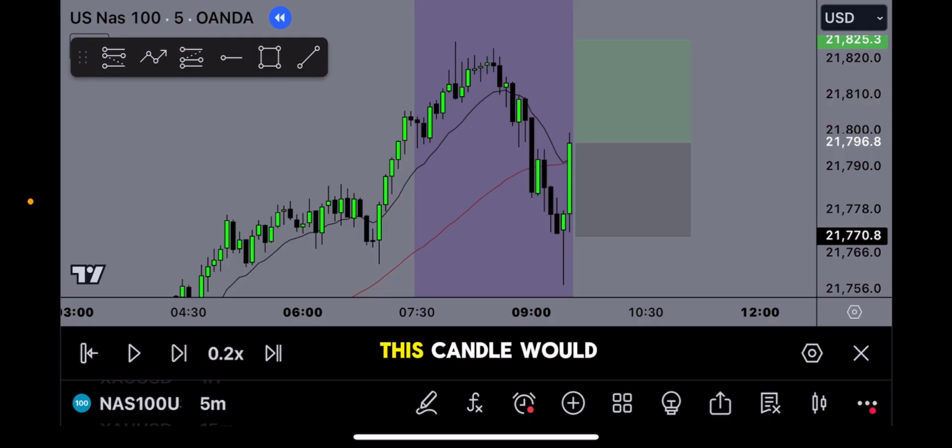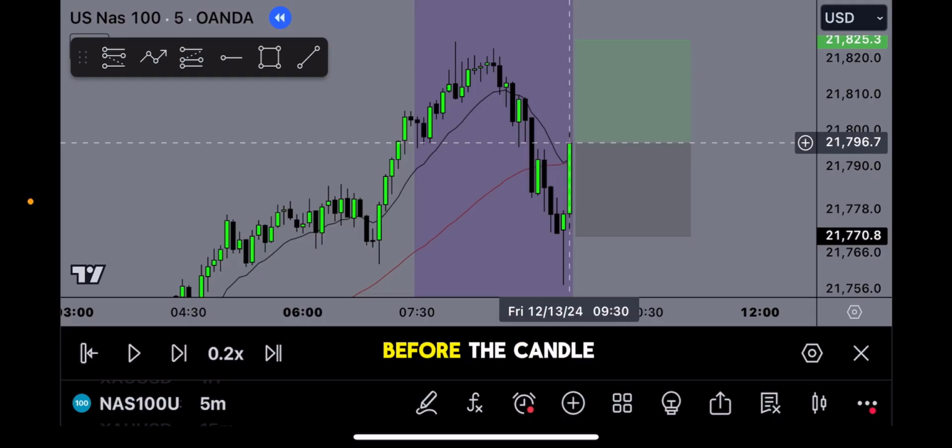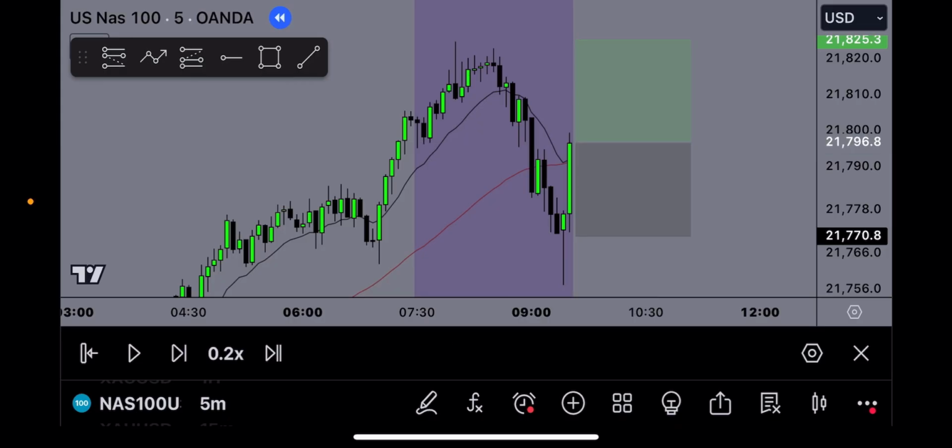So now, before this candle would have closed, literally 2 seconds before the candle fully closed, I would have pressed buy. Because by the time the candle closed, the next one would have opened. And by the time the next candle opens, price could jump up or jump down or skip, right? Or just take off. And then if you're not in the trade, you just missed out on the trade, right? So right before the candle closed, I'm getting in the trade. That's the entry for this strategy.